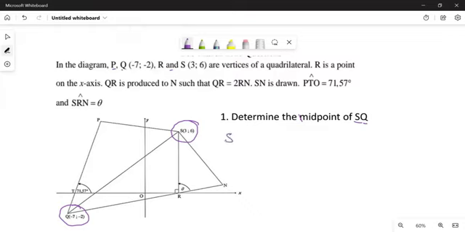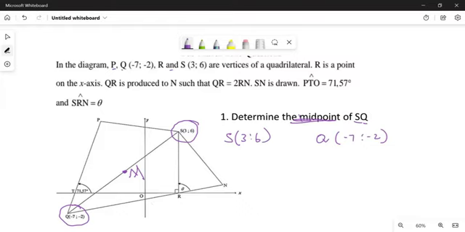Now, they say S is equal to (3, 6), and Q is equal to (-7, -2). They say determine the midpoint. If they say determine the midpoint, we are looking for the middle value, something in the middle between the 2 of them. So we have S and Q, and we expect the middle to be somewhere here, roughly speaking. Since they didn't give us any variable for the midpoint, we're going to call it M.